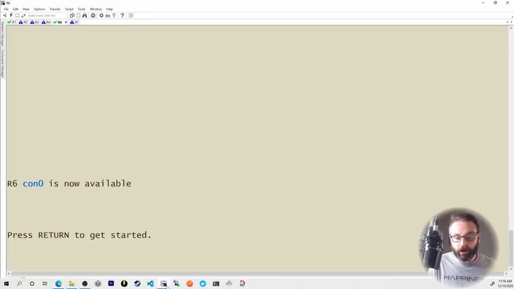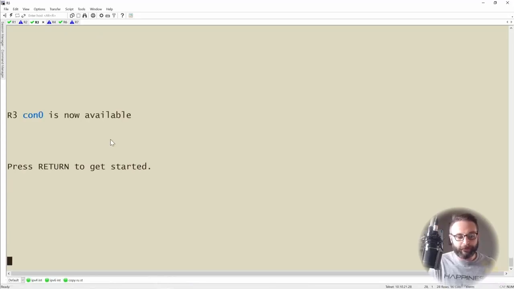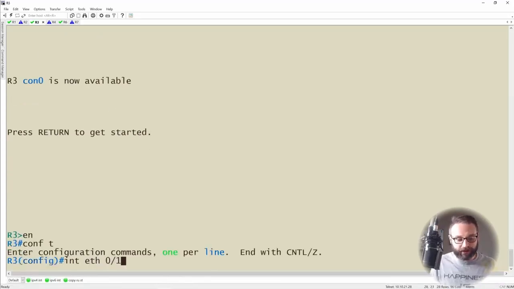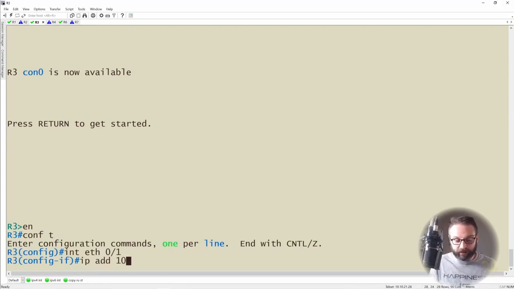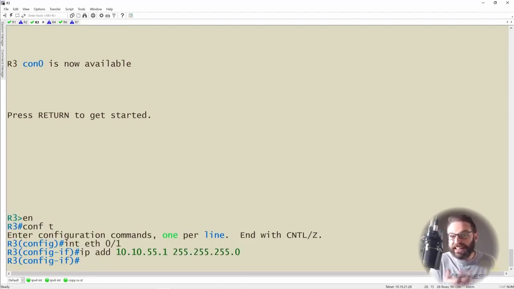So if I were to jump onto the console of R3, first of all, I'll go into Ethernet 0/1 and give it an IP address real quick, something like 10.10.55.1, 255.255.255.0, and that's what I want to inject into my OSPF domain, but I don't want to send hello packets and form an adjacency on Ethernet 0/1.